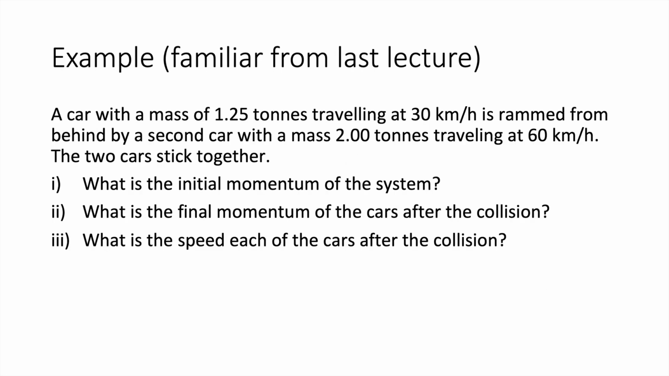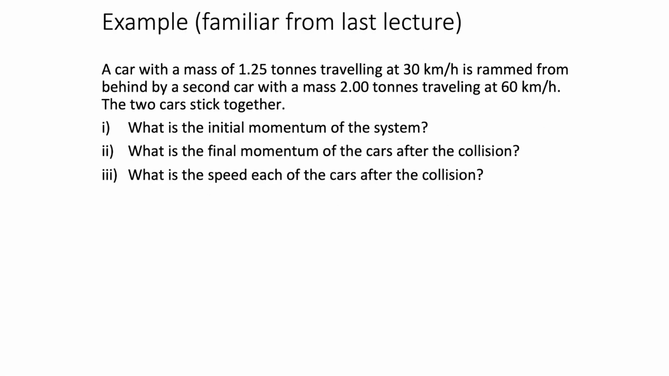So let's use this to solve the same problem that we solved last lecture, because it's just a slightly different way of viewing this same problem. Okay, so we've got the car with a mass of 1.25 tons. Let's call this mass 1 is equal to 1.25 tons, and we've got that U1 is equal to 30 kilometers per hour. And then it's rammed by a second car, which has a mass of 2 tons and is traveling at 60 kilometers per hour.